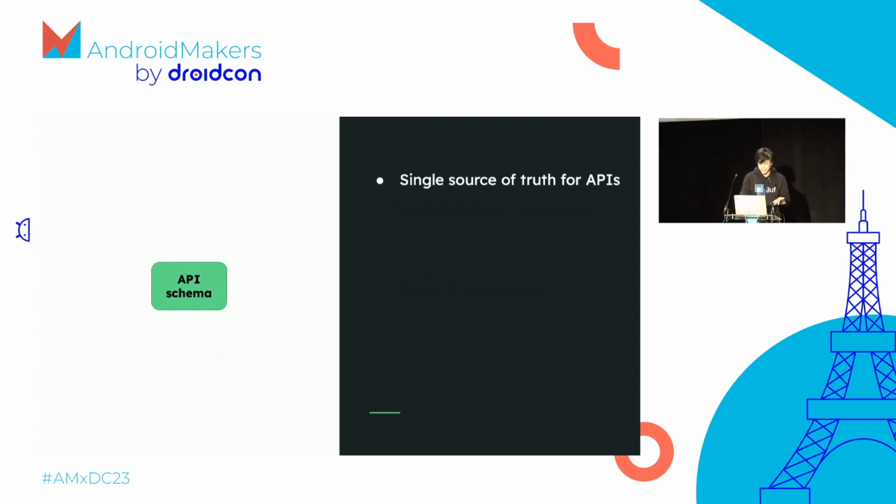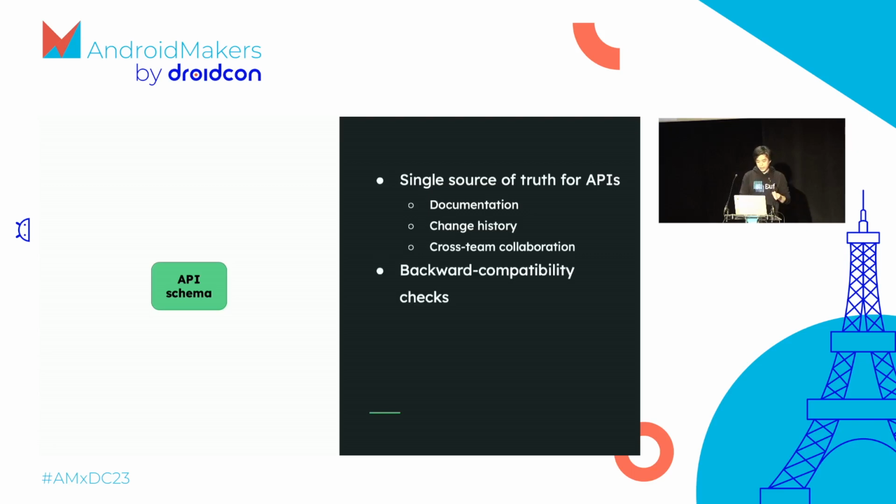So with the API schema, we have a single source of truth for all our APIs. We get the documentation that we wanted, all the comments still there. The change history, so if an API mutates over time, it's in GitHub, and you can see how it changed. The cross-team collaboration becomes even easier because it's with the tools that we've all been accustomed to, the GitHub PR or whatever PR you all use. And the big thing is backwards compatibility checks.